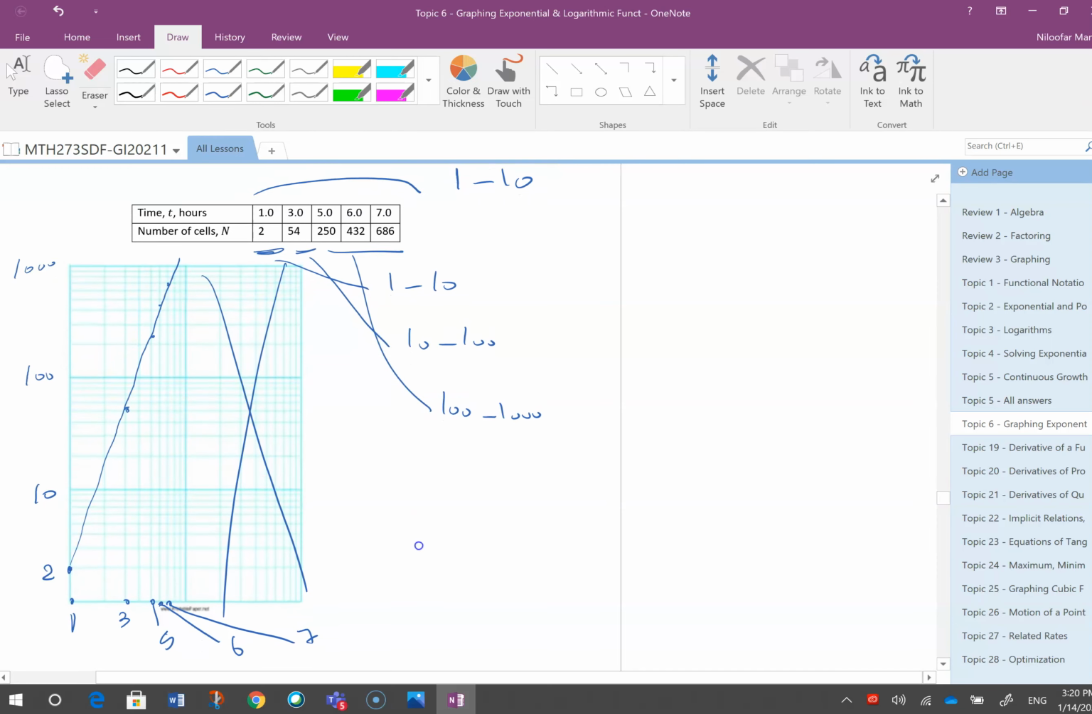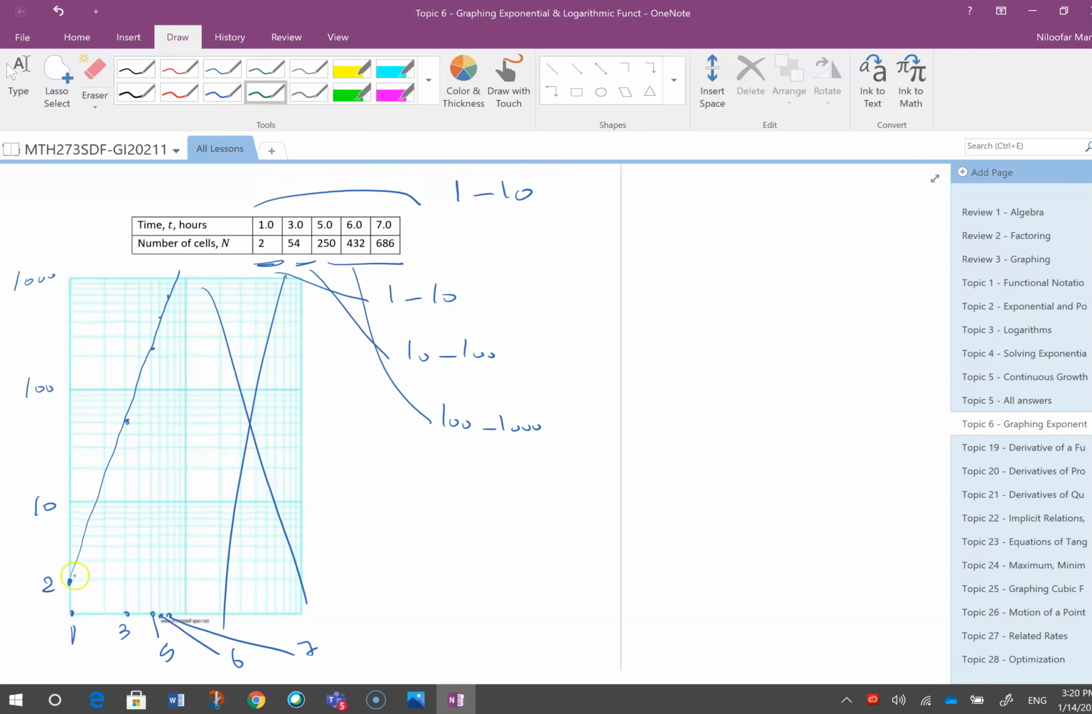Okay, so let's find the answer. So 1 and 2 is here. 3 and 54 is here. 3 is here, 1, 2, 3, and this is 54. So 10, 20, 30, 40, 50, 54 is a little bit in the middle. 54 is between 50 and 60. The other one, 5, 250. This is 100, this is 200, this is 250, because it's the middle of 200 and 300.